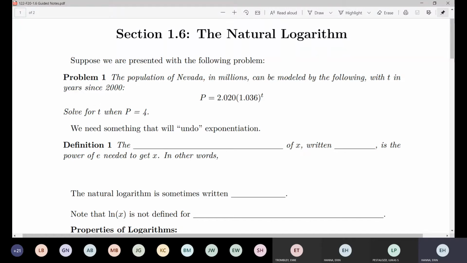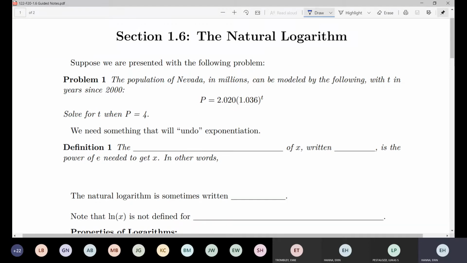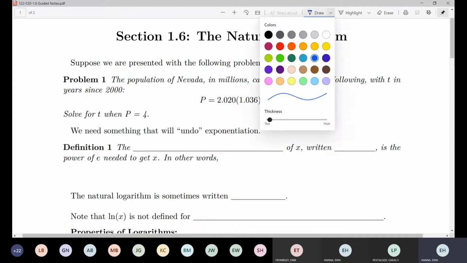So the natural logarithm is all about what 1.6 is about. So suppose we have the following situation. We have the population in Nevada in millions, which can be modeled by the following equation. And say I asked what the time value would be if the population was 4 million. Well, you'd be trying to solve, I have to remember to set this up right.